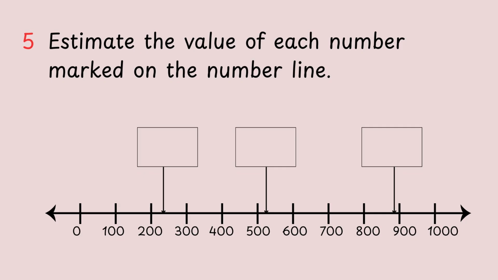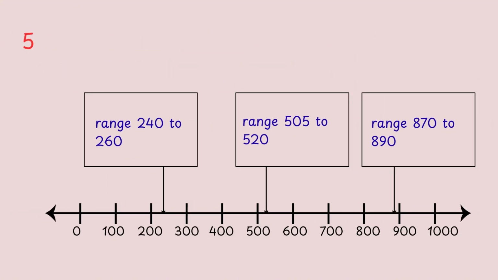It is between 200 and 300, and it is around in the middle of them. So we can write it is range 240 to 260. So let's look at the second box. It's sitting just a tiny bit past the 500 mark. So the target range is around between 505 to 520.